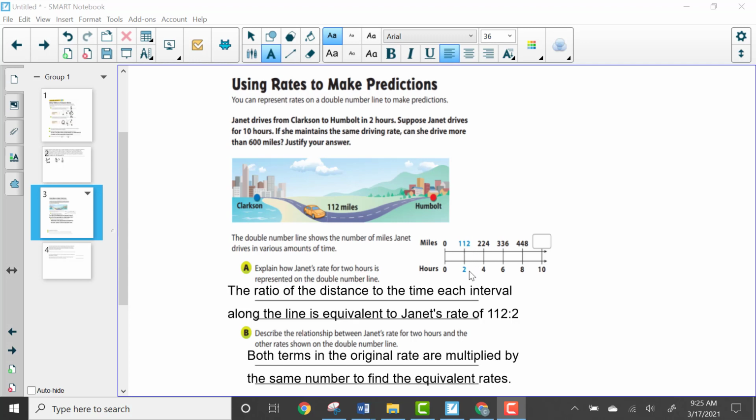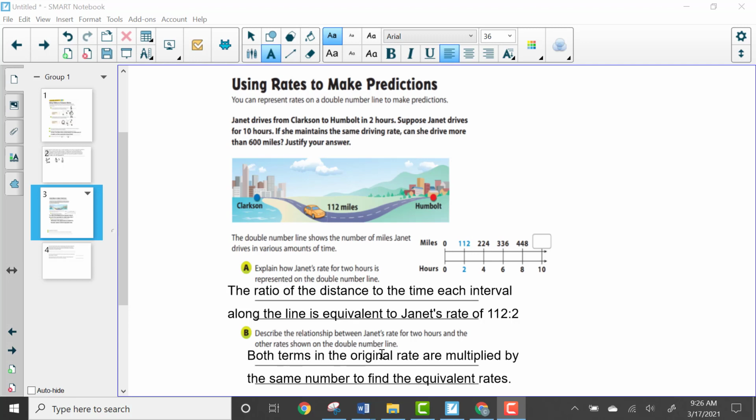So we have 112 to 2. Multiply 2 times 2, that gives you 4, also multiply 112 times 2, and that gives you 224. Multiply 2 times 3, that gives you 6, multiply 112 times 3, that gives you 336, and so on. All right, so we know that it's equivalent to the rate of 112 miles for every 2 hours. Now it says describe the relationship between Janet's rate for 2 hours and the other rate shown on the double number line.